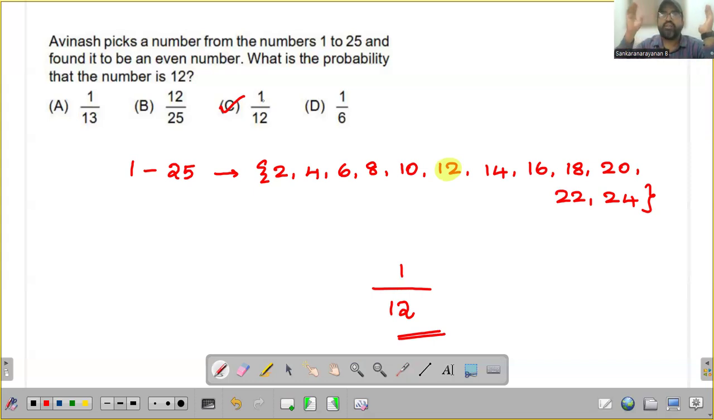Avinash picks a number from the numbers 1 to 25 and found it to be an even number. Got it. So we can see that here, from 1 to 25, the sample space becomes 12. Those even numbers I have listed, out of those 12, what is the chance that it's going to be the number 12? One favorable outcome out of the total number of outcomes, that is 12. 1 by 12 is going to be the answer for this question. Okay, an easy question to start with.